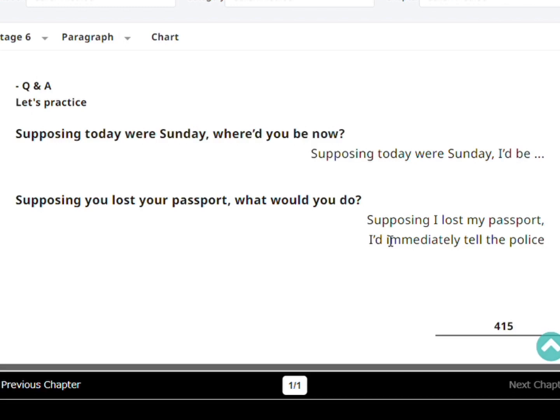Supposing today were Sunday, I'd be at home, I think. Very good. And supposing you lost your passport, what would you do? Supposing I lost my passport, I'd immediately tell the police.